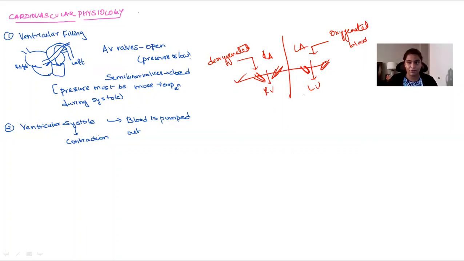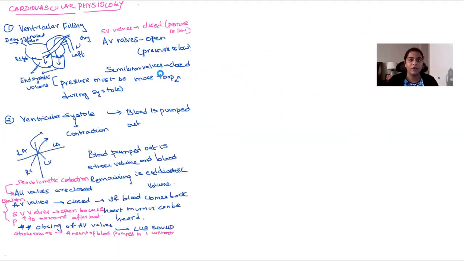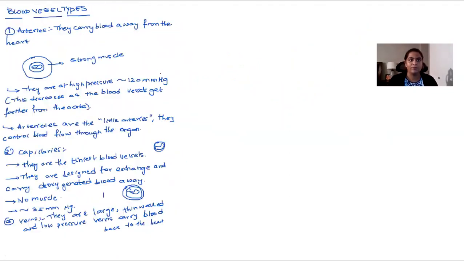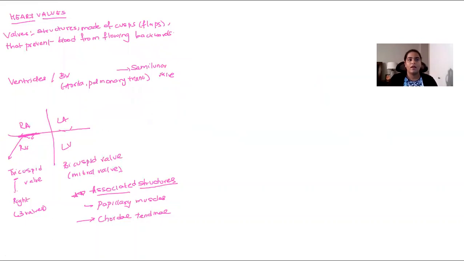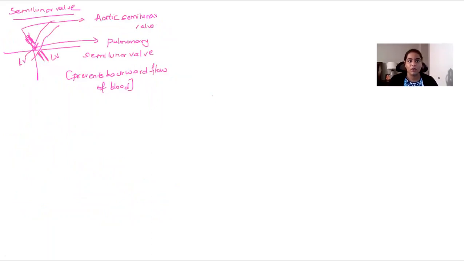Now there is another kind of valve that is called semilunar valves. Now what are these semilunar valves? Let me explain. So I have already told you about tricuspid bicuspid valve. That is the same thing over here. And semilunar valves, there are two kinds. One is aortic semilunar valve, which you can see here from left ventricle to aorta. Okay, and pulmonary semilunar valve is present from right ventricle to pulmonary trunk.